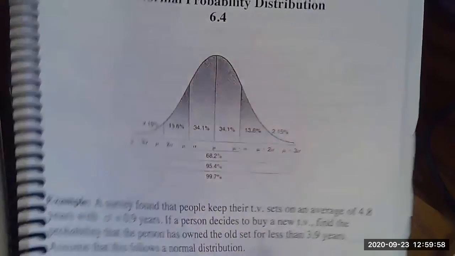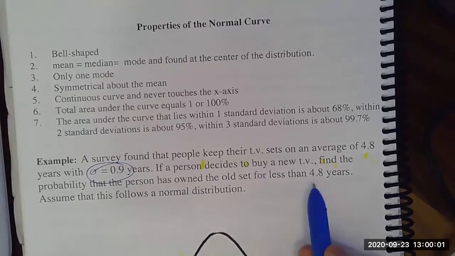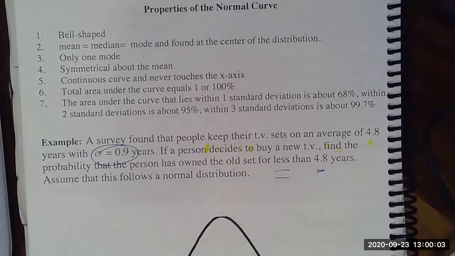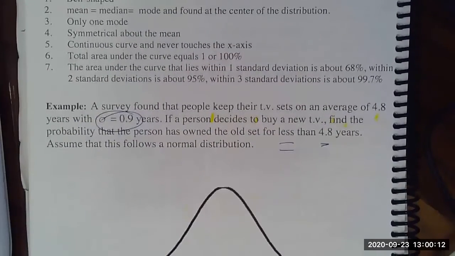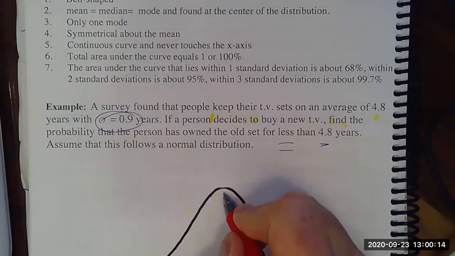Oh, well, what's the one we want? Less than 4.8 years. Oh, well, then you go like this. 4.8 years, less than. Okay, Jeff, the less than does not include the equal sign. So how about this?